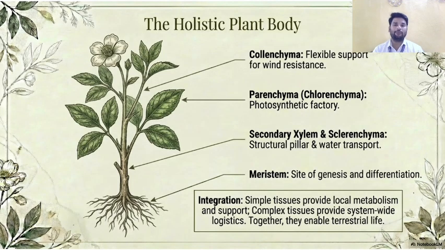The holistic plant body. Collenchyma helps in flexible support to withstand wind resistance. Parenchyma, also known as chlorenchyma when it stores chlorophyll pigment inside it or plastids, is known as a photosynthetic factory. Then secondary xylem and sclerenchyma are the structural pillars. They are actually the beams and columns of the house, which provide structural support and water transport. Meristem, site of genesis and differentiation. Simple tissue provides local metabolism support. Complex tissue provides system wide logistics. Together they enable terrestrial life.